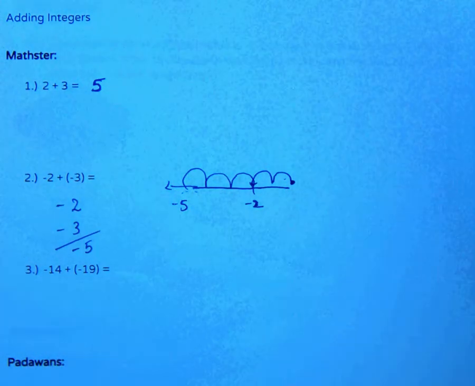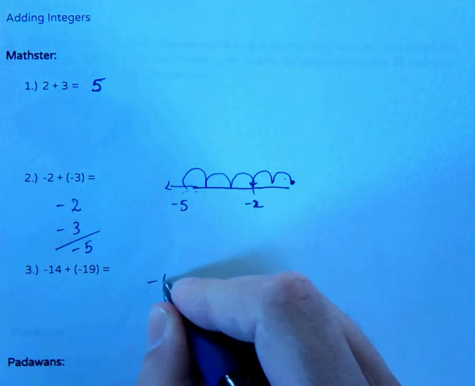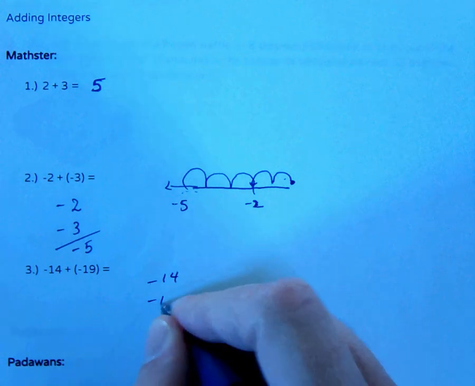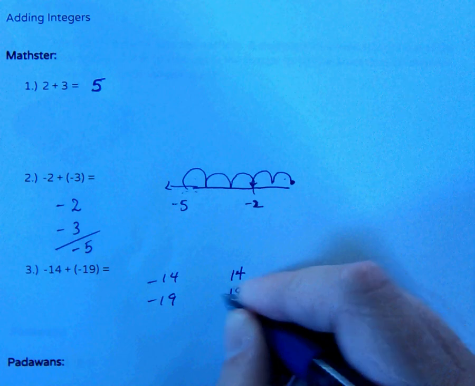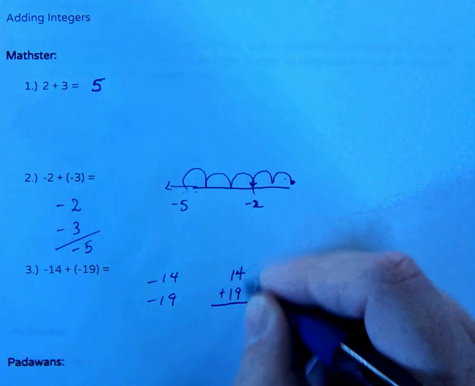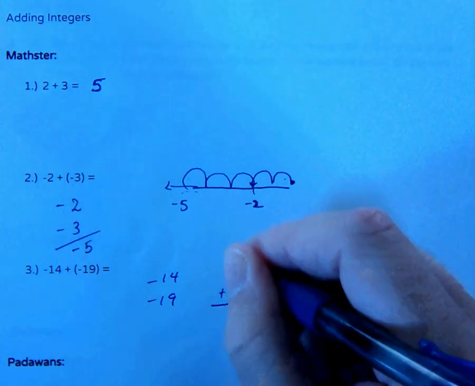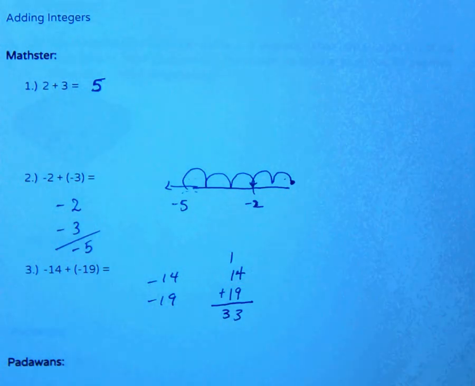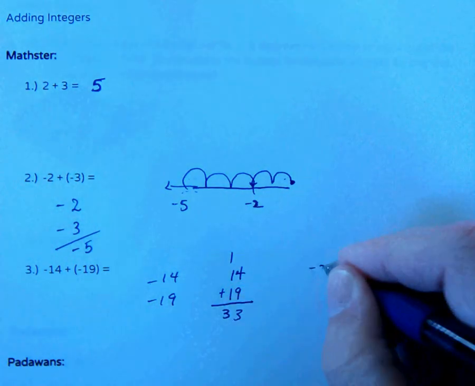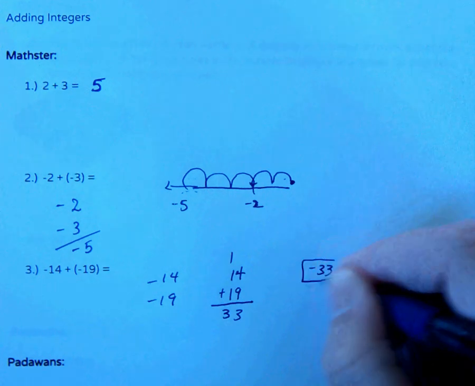Negative 14 plus negative 19, well, we have negative 14 and negative 19. We can think about that as 14 plus 19. So 4 plus 9, 3, carry the 1, this becomes 33. But it's a negative, so the answer would be negative 33.